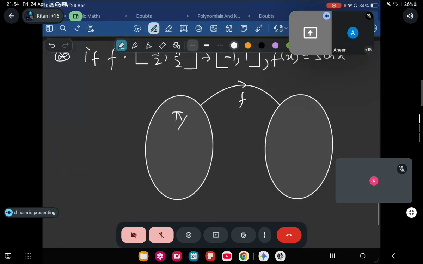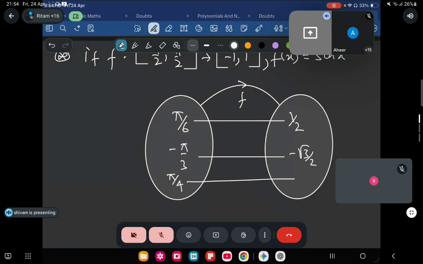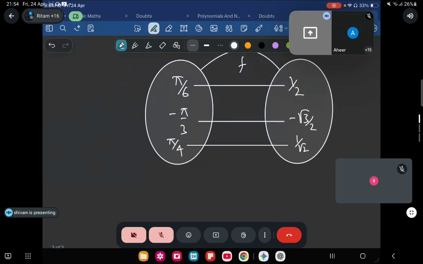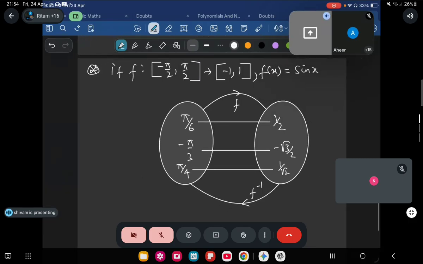So this is pi by 6, this is minus pi by 3, this is pi by 4. See everyone, sine pi by 6 is equal to half. Sine of minus pi by 3 will be equal to minus root 3 by 2. Sine of pi by 4 will be equal to 1 by root 2. So f inverse will be defined from set B to set A.